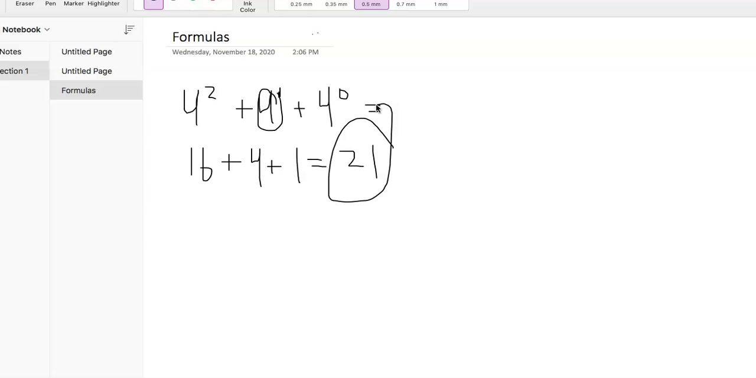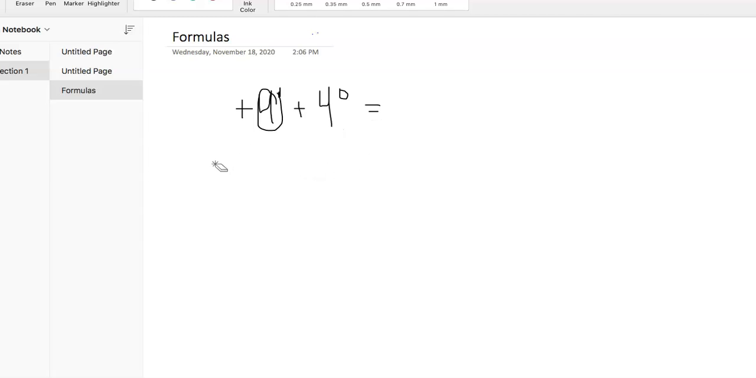Okay, one other exponent type thing, and then we can move on to probability. Again, anything to the first power just equals the base, and anything to the 0 power equals 1, doesn't matter what the base is.